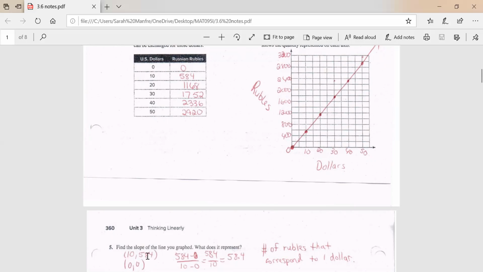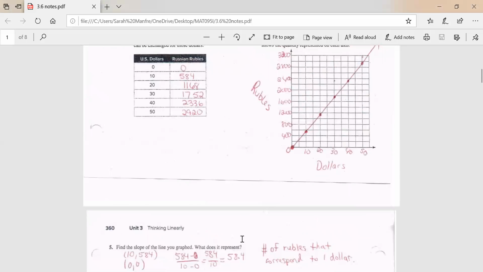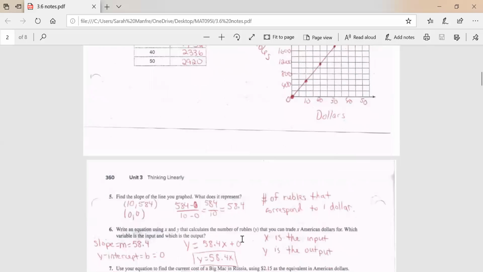So 584, subtract 0, over 10, take away 0. And that gives you 584 divided by 10, which is 58.4. What does it mean? That is the number of rubles that correspond to $1. So 58.4 rubles correspond to $1. And you might notice that this is the same exact number we got earlier, because we wrote the rate earlier and the unit rate is the same as slope.